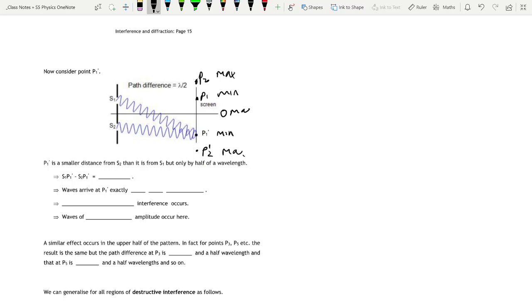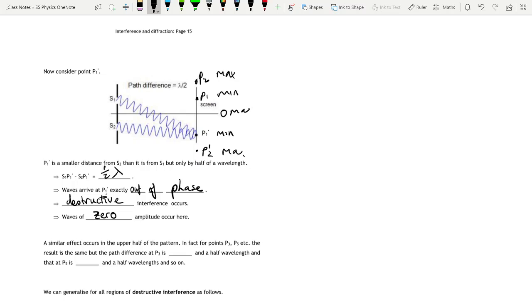So P1 dash is a smaller distance from S2 than it is from S1, but only by half of a wavelength. So the path difference between them is half a wavelength. Because it's half a wavelength path difference, you'd have a crest meeting a trough. So waves would arrive exactly out of phase. So because of that, destructive interference occurs, and the crest cancels out the trough basically, and waves of 0 amplitude occur here. So you'd have a nothingness.